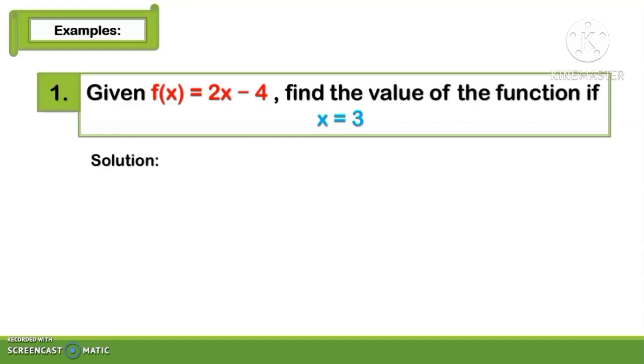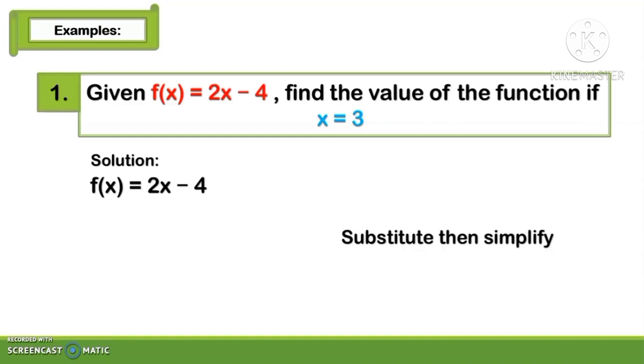Ang una natin gagawin ay kopyahin yung given, and that is f of x is equal to 2x minus 4. Saka natin sisimulan ang pagsasubstitute and then pagsisimplify. Ano ang ating isasubstitute? Ang sabi, x is equal to 3 daw. Therefore, yung 3 ang isasubstitute natin sa mga x ng ating given. Tulad nito. Lahat ng x dun sa given ay pinalitan natin ng 3.